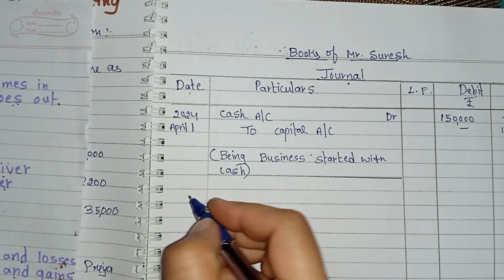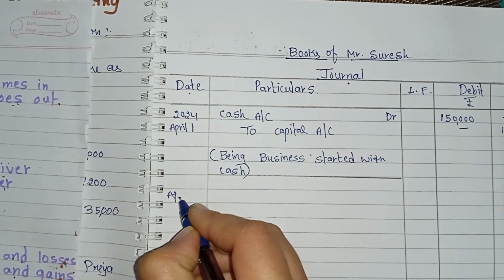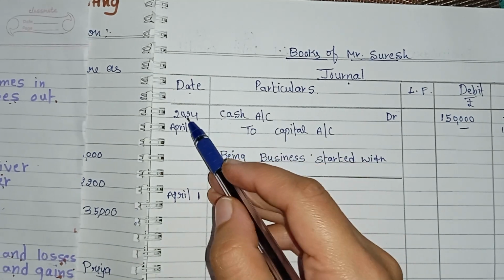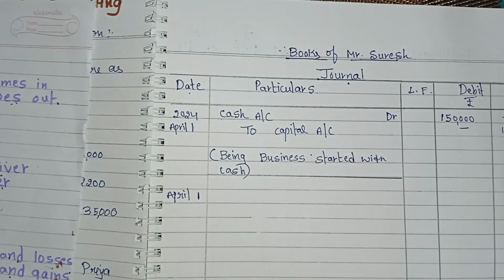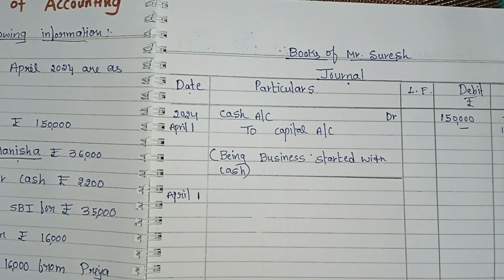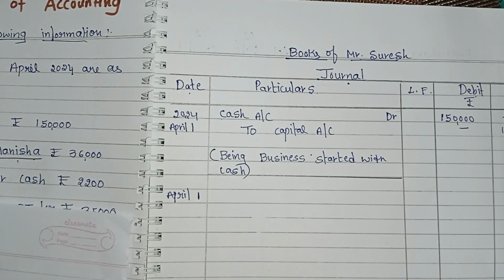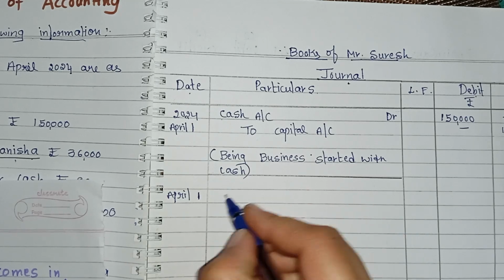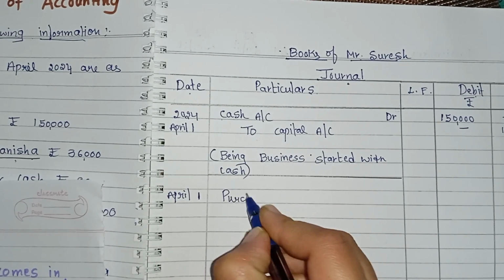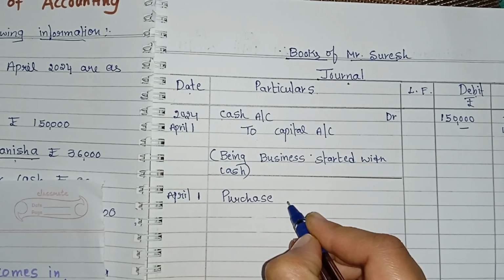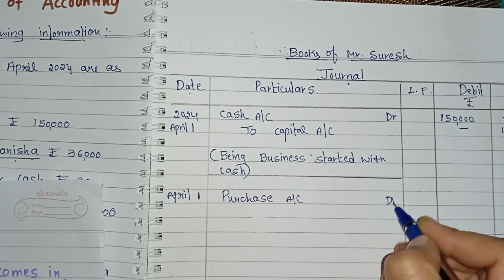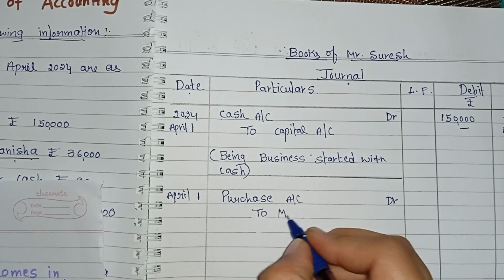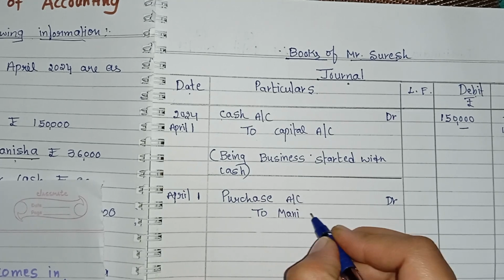On the same date, we will write here April 1st. Again, we need not write the year. Goods purchased from Manisha. Which account do we need to debit? So, purchase account. Purchase account debtor to, from whom have we purchased the goods? From Manisha. Manisha is a personal account.